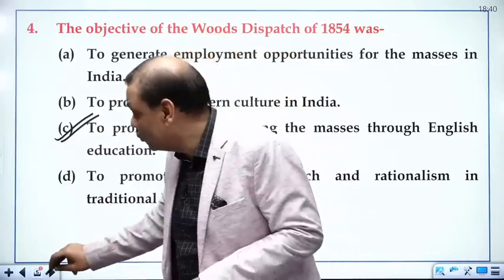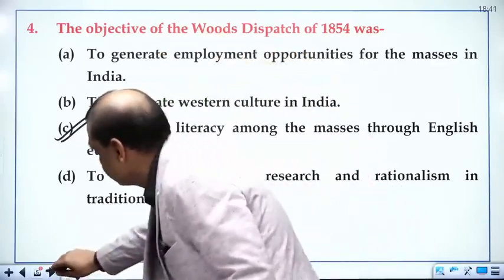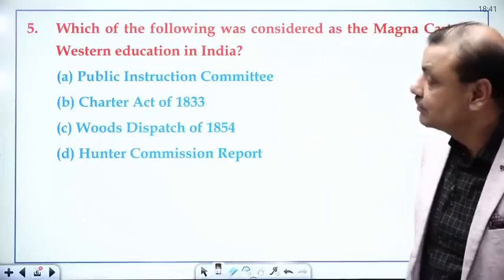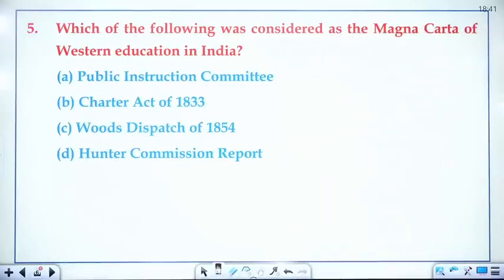Now the last one question. Which of the following was considered as the Magna Carta of Western education in India? Choice A, Public Instruction Committee. Choice B, Charter Act of 1833. Choice C, Wood's Dispatch of 1854. Choice D, Hunter Commission report. Be fast.